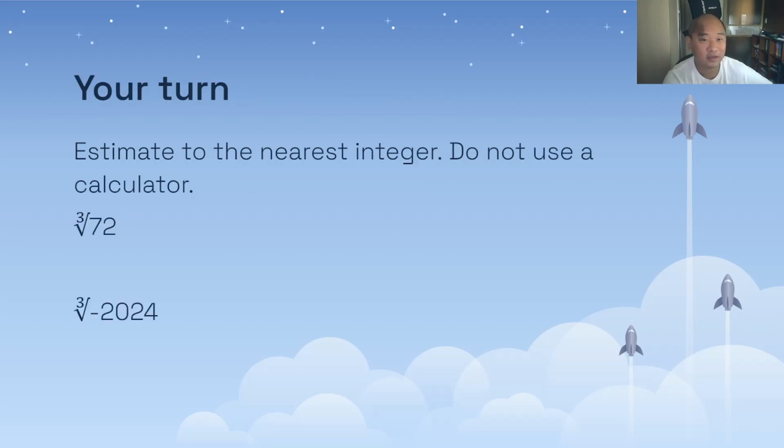Your turn. Estimate these to the nearest integer. Don't use a calculator for these. You should hopefully just be able to do it. So, welcome back. We just looked at 4 times 4 times 4 earlier. 4 times 4 is 16, times 4 is 64. 64 is already really close to 72. The next number is not going to be any closer. So this is about 4.